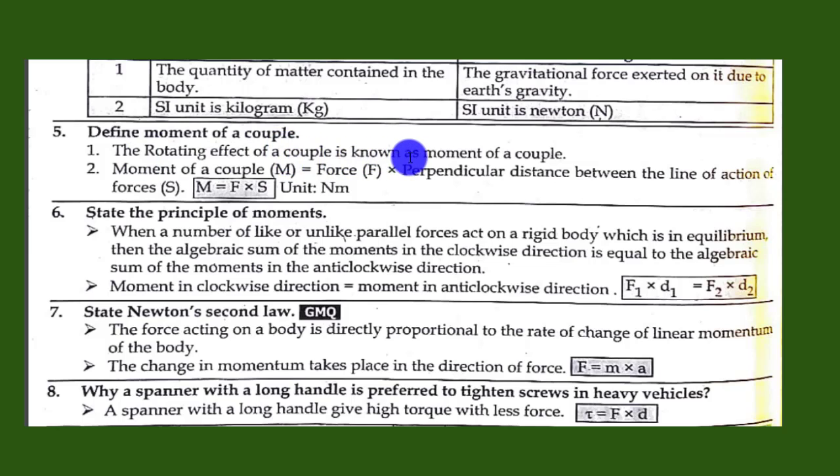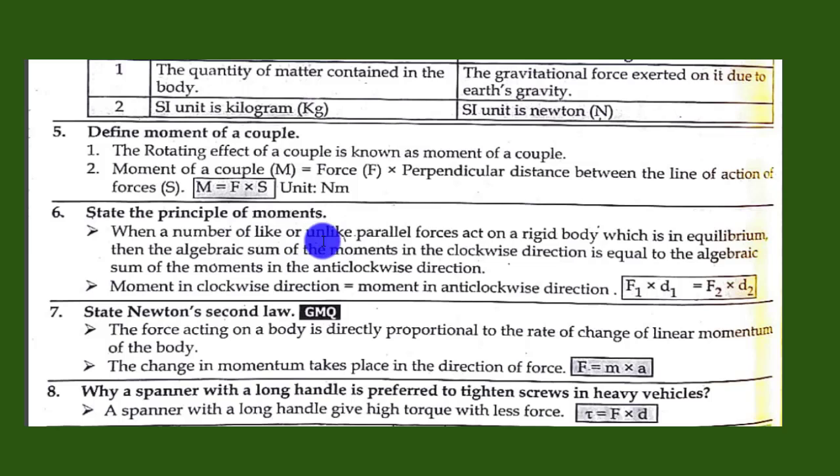The rotating effect of a couple is known as moment of a couple. Moment of a couple M is equal to force into perpendicular distance between the line of action of the forces. This is already explained in one of the videos. I will give you the explanations in the description box. You can go and verify it. M is equal to F into S. Unit is Newton meter.